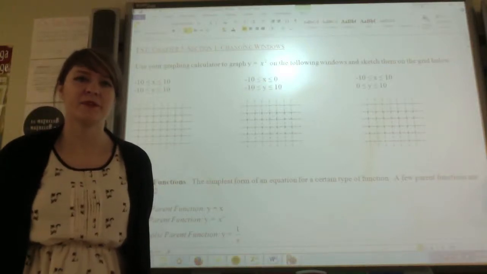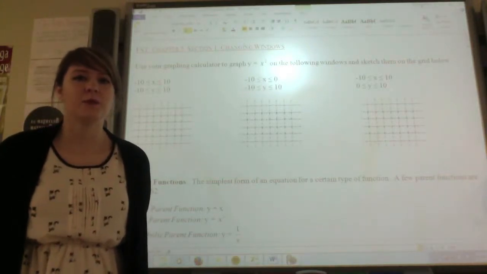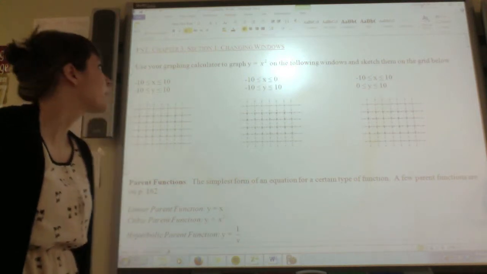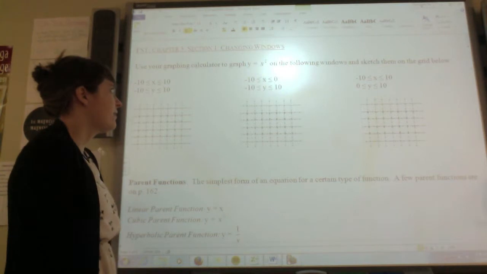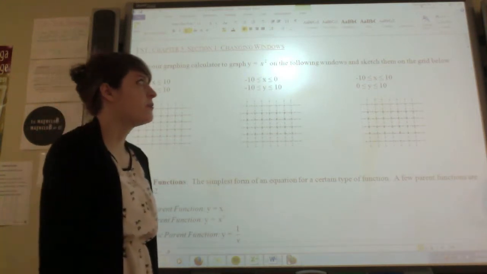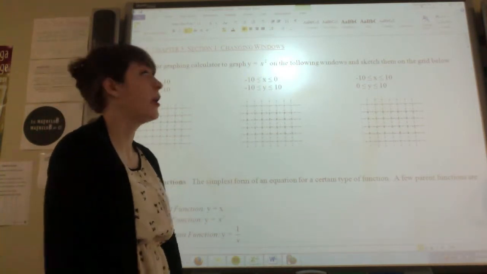Hey guys, today we're doing Chapter 3, Section 1, which is on changing windows. So the first thing I want you to do is use your graphing calculator to graph y equals x squared on the following windows and sketch them on the grid below.